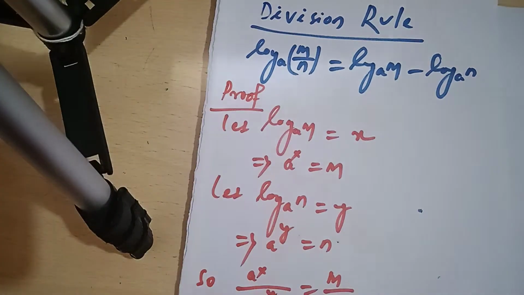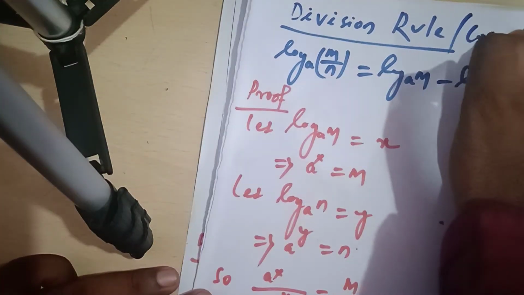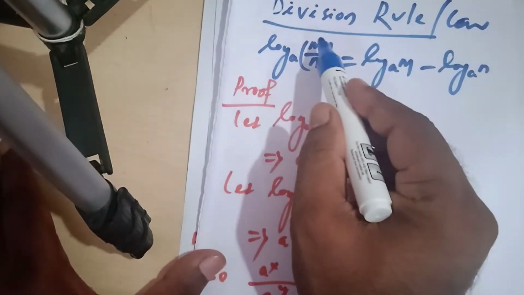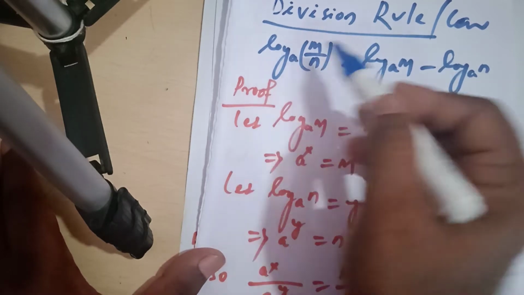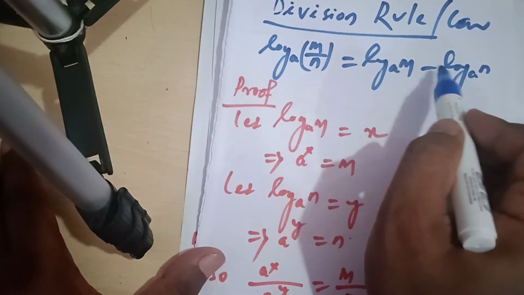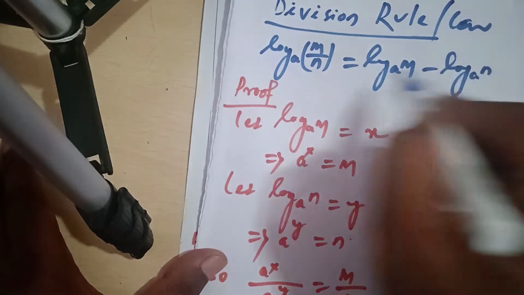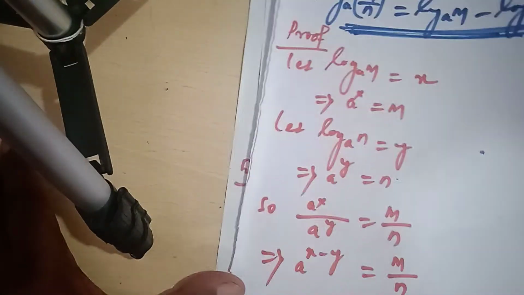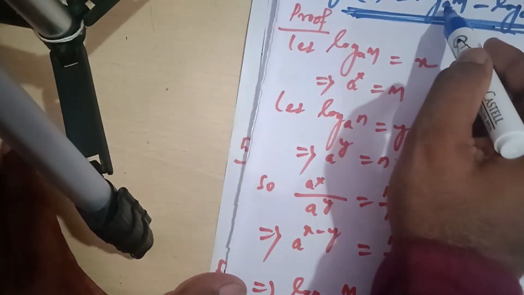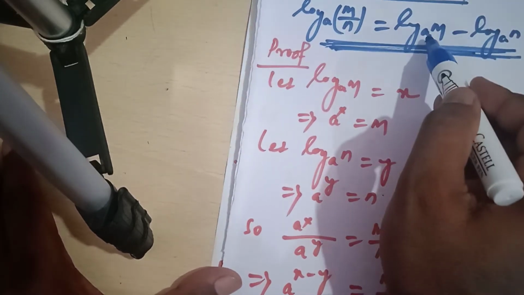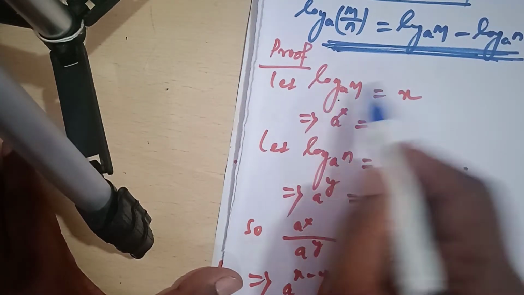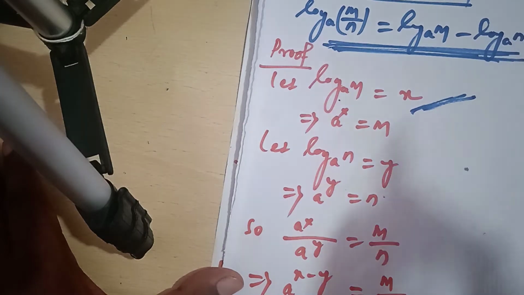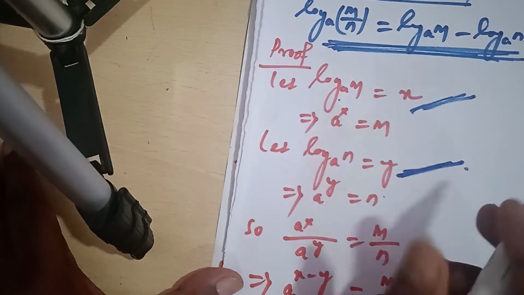Again, division rule or division law. I have written log m by n to the base a is equal to log m to the base a minus log n to the base a. So I want to prove the above law. Proof. Let log m to the base a is equal to x. Here log n to the base a is equal to y.